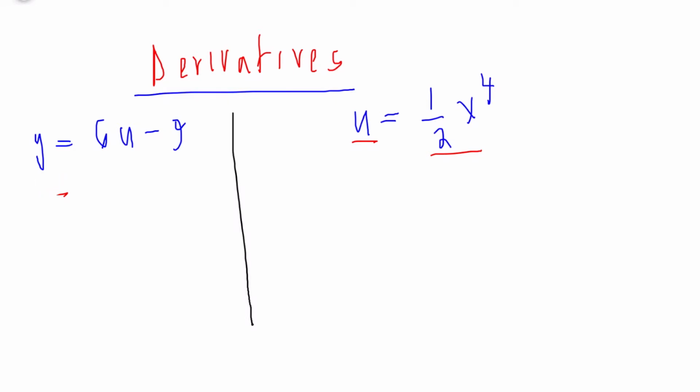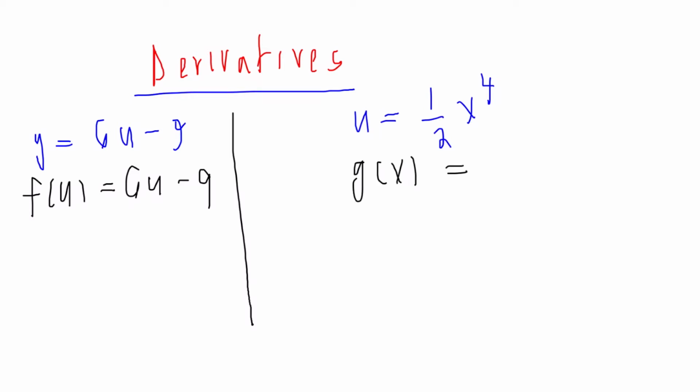So the way to do it will be like this. Since y is a function of u, we can call this f of u. f of u is now equal to 6u minus 9, because y is a function of u. While u is a function of x, so we can call it g of x, equal to a half x power 4.